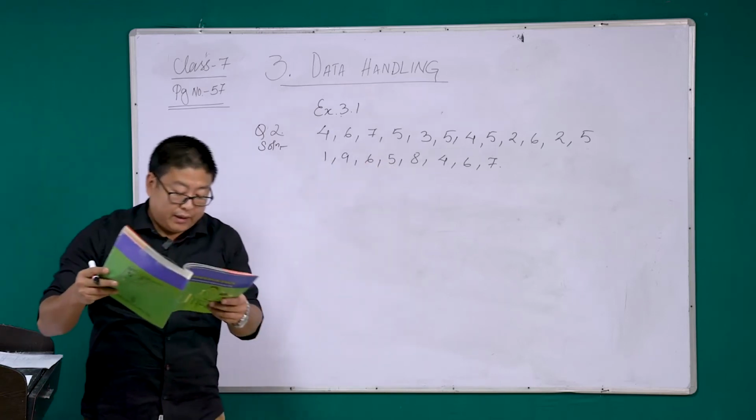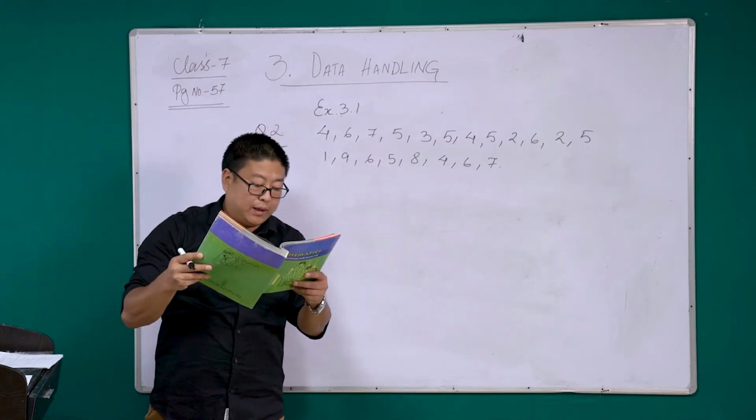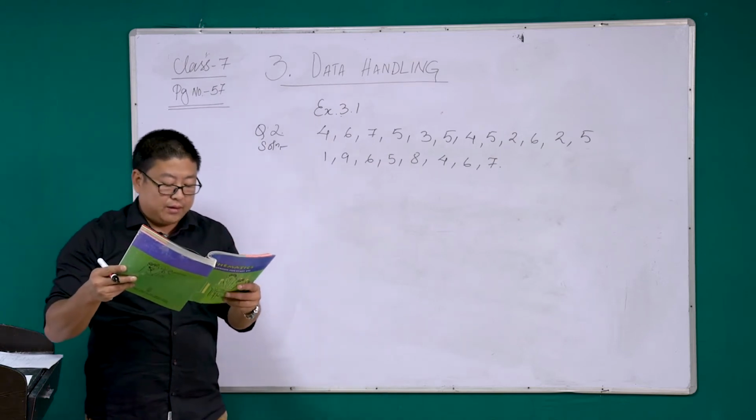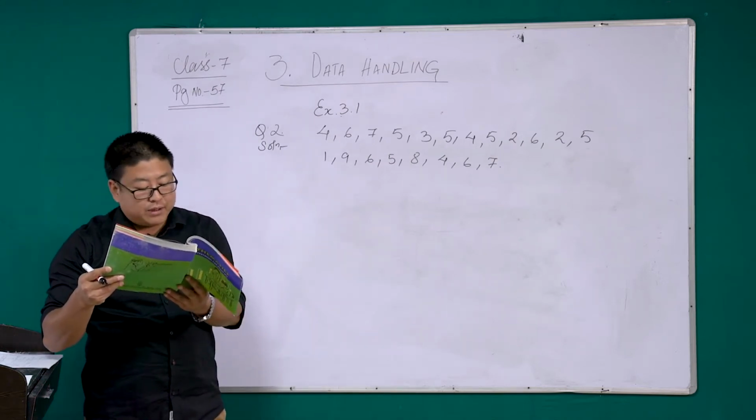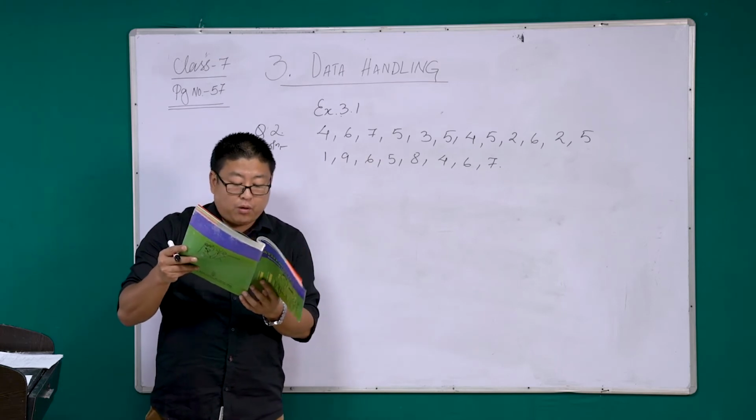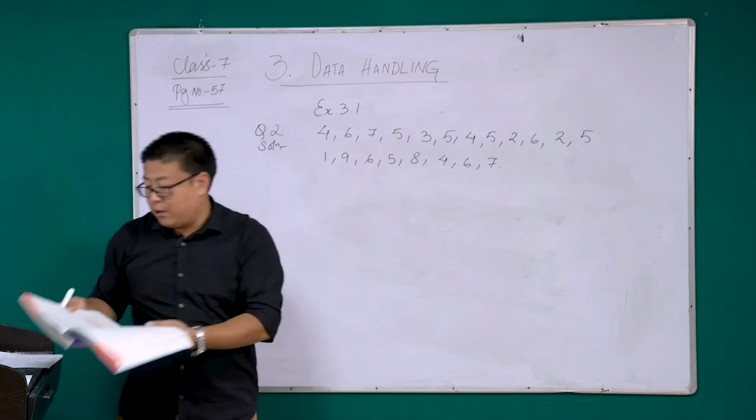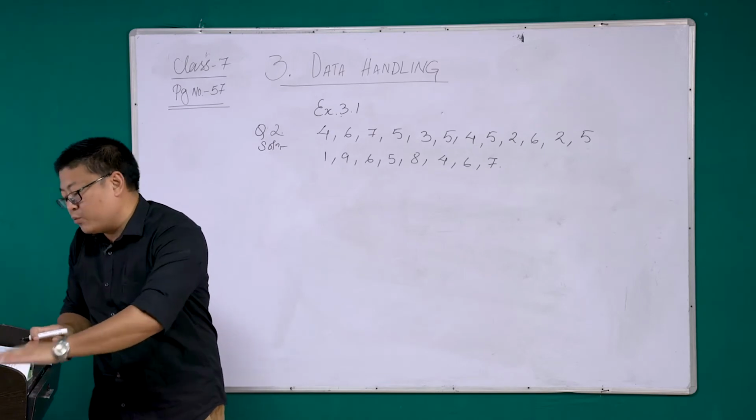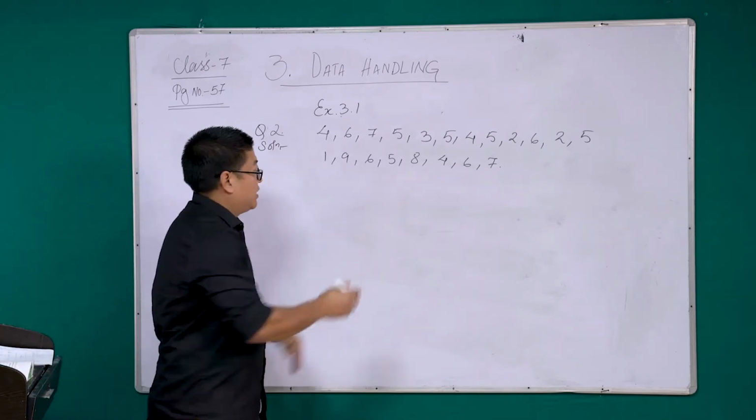After which, they're asking us question number 1: which number is the highest? 2: which number is the lowest? 3: what is the range of the data? And 4: find the arithmetic mean. Now, the first thing that we're going to do is make a table for this.